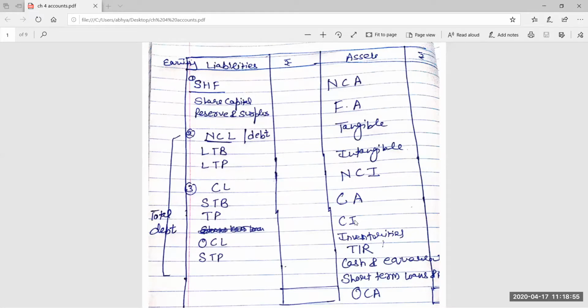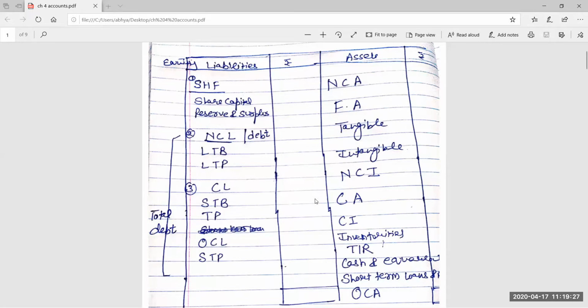Suppose the total of the assets and the non-current assets are given, then you can easily find the current asset. How? Suppose the total of the assets is 10 lakh and non-current assets are given as 7 lakh. Then what you have to do? Simply 10 lakh total assets minus 7 lakh non-current assets, so the balance 3 lakh will be the current asset. So just by using the accounting equation, you can find the answers to all your questions. Okay, so I think it is clear.